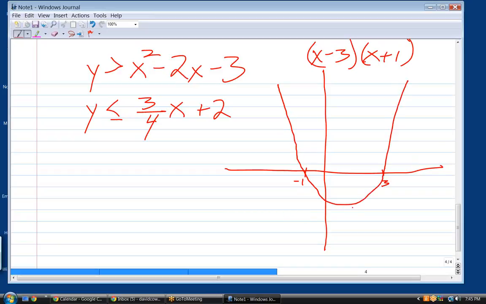I don't know precisely where the vertex is, but actually I do. I know that it's halfway in between those two x-intercepts. So the vertex, the x-coordinate of the vertex, is going to go right through that point 2. Excuse me, not 2, 1. I didn't find the midpoint properly. And that is going to be a dotted line. I've incorrectly drawn it as a solid line. It's dotted because of that.